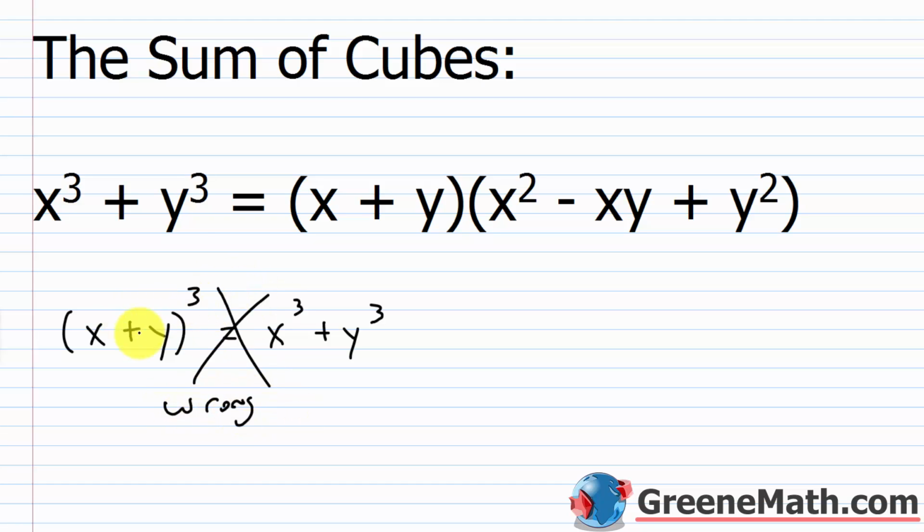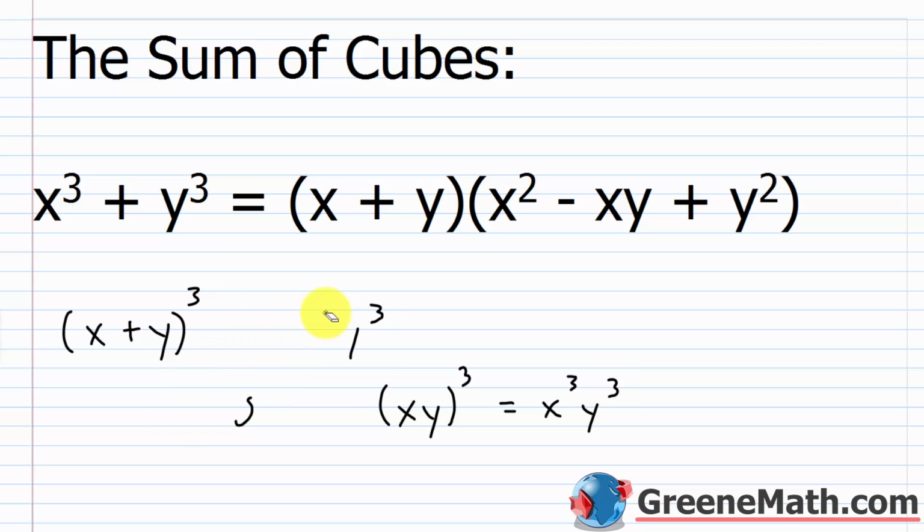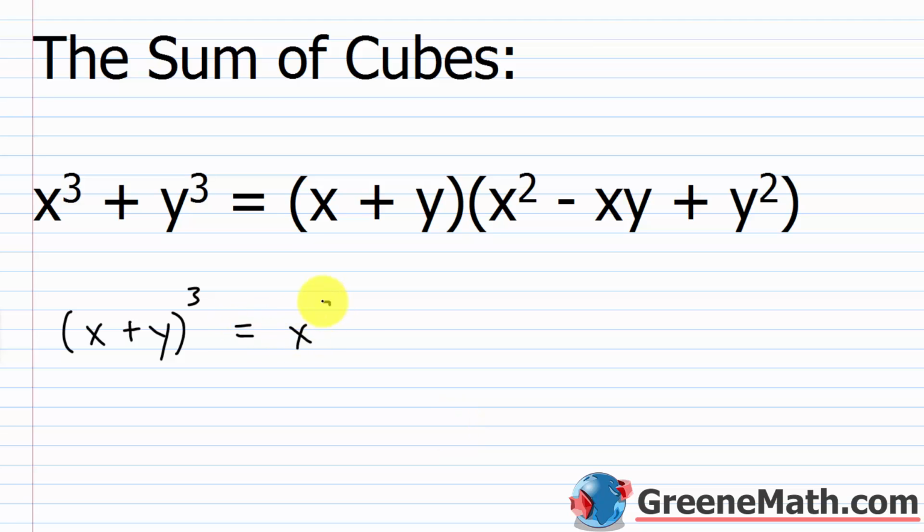You cannot distribute this. This is not multiplication, okay? If you have xy cubed like that with multiplication, this is x cubed, y cubed. Okay, that's where people get that from. But it doesn't work with addition, okay? When you have this, remember, we talked about this in special products, this becomes x cubed plus 3x squared y plus 3xy squared plus y cubed. So these two are not going to be the same, okay? So what we're talking about here is the sum of cubes. So in other words, I have something cubed plus something else cubed, and that's what we're looking at.